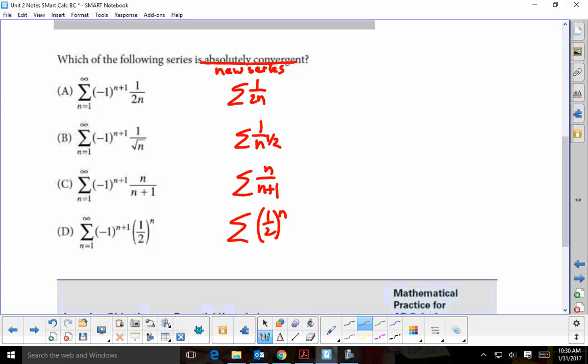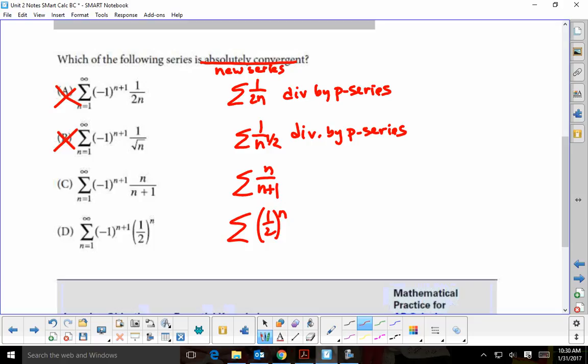First one, diverged. Why? It's the what kind of series? By a P series, but which one is it? It's the special one. It's the harmonic. Okay, so this one diverges by the P series. So that's out. In order to absolutely converge, the original has to converge. This one diverges by P series. That one's out.